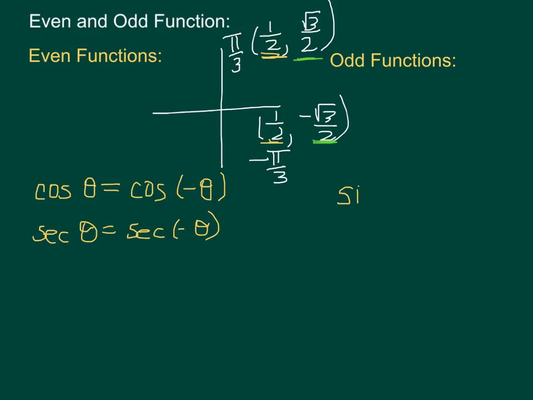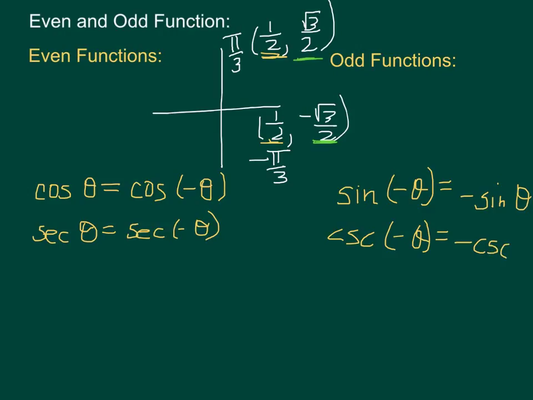because sine of negative theta is equal to negative sine theta. Same thing with cosecant. So if you did the reciprocal, it is also going to have a negative value.